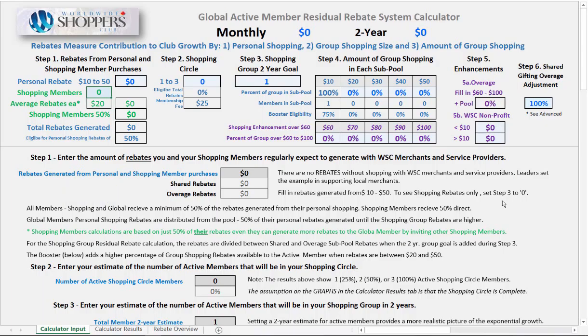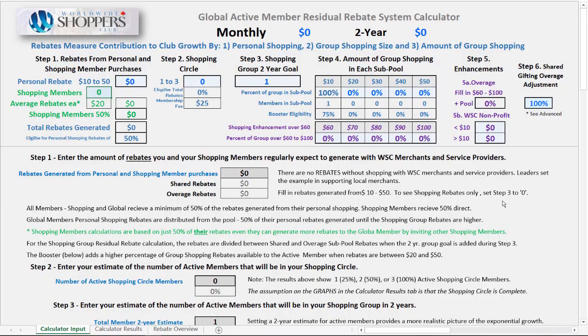So by going through the calculator, you can learn some of the smaller points so that you can maximize the rebates that you can receive as a result of developing your shopping group. Now, when I put this together, there were kind of 4 criteria we were looking at. Number 1 was that we had to have a fair system for our members. We wanted to reward the people who were doing a little more, but we also had to have a system where we could share, because that's part of what the club is all about.